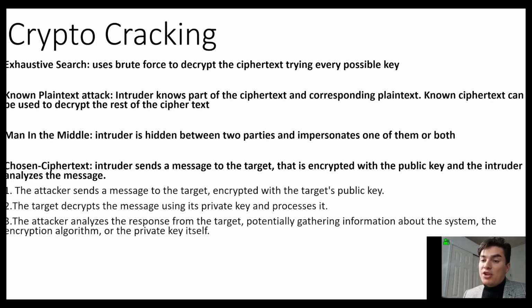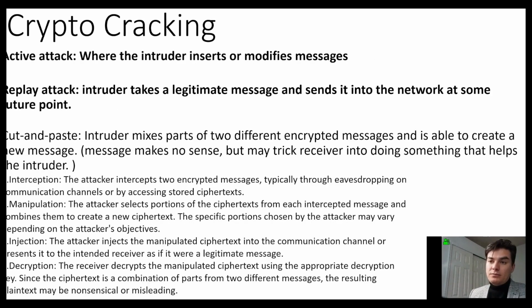Or both. Now, the chosen ciphertext, that's when the intruder sends a message to the target, and that is encrypted with their public key, and the intruder is able to analyze the message, so they have access to where they're sending it to. And here are the steps here. Now, with crypto cracking, an active attack, that's when the intruder inserts or modifies the messages. So the man-in-the-middle attack would be classified as an active attack.